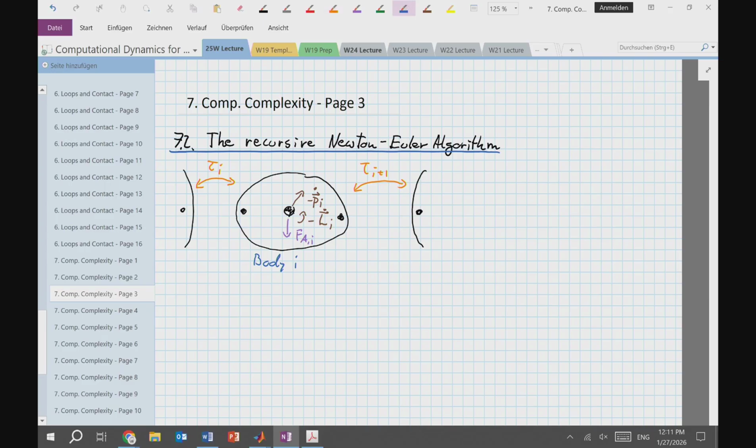And then it will also have some passive components. So there's going to be some constraint force, F_ci, which of course acts here on the opposite side with a minus F_ci. And there's going to be corresponding constraint torques, M_ci, and M_ci with a minus sign.